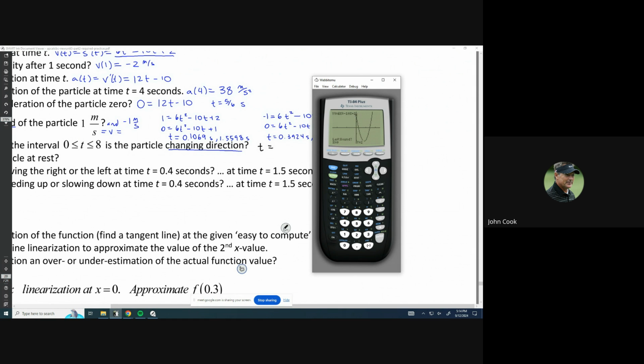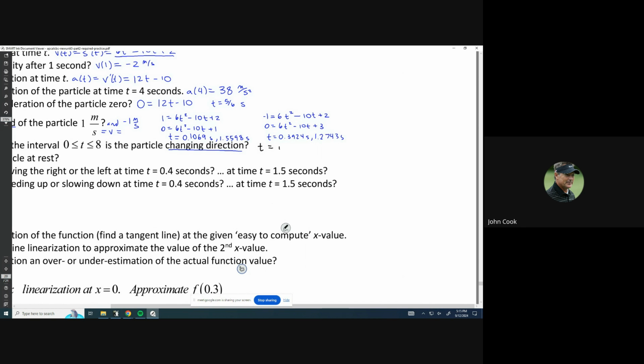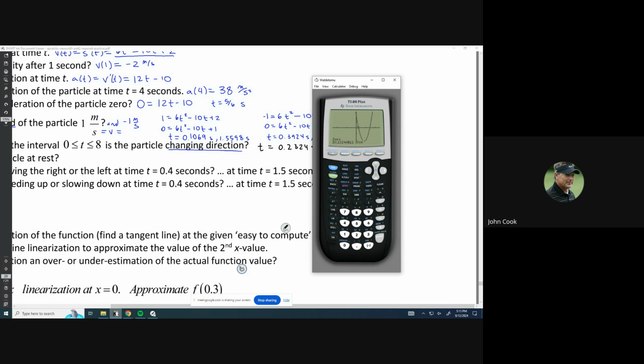And then let's see. There's a number that's to the left of the 0, and then to the right of the 0. So here's our first place where it changes direction, 0.2324 seconds. Okay, and then the next spot that it changes direction is, again, the other 0.